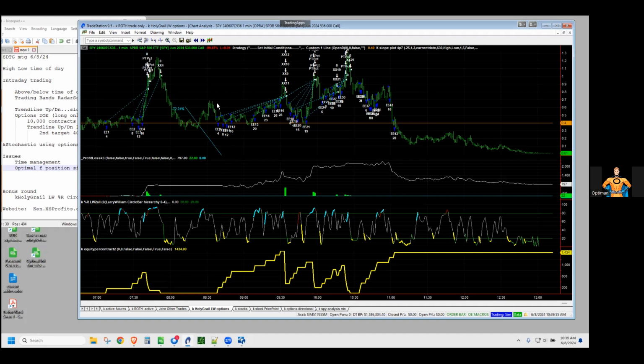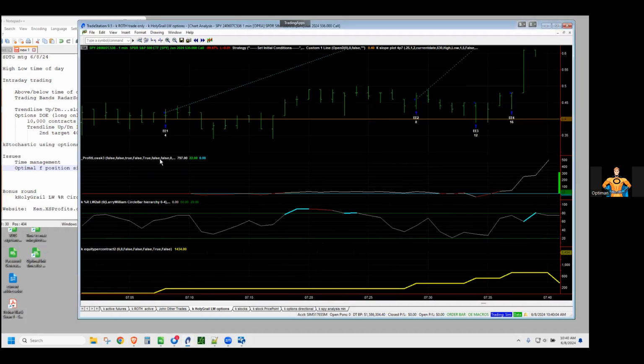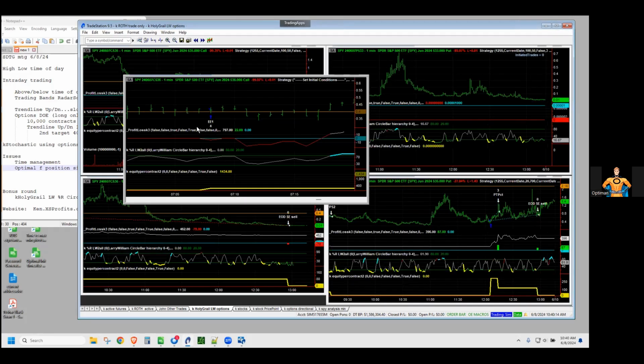So you'll see that these trades are all based on Larry Williams pivot points. So we're looking at all the pivot points here. And so this is a little buy here, this is a little buy here, this is a little buy here. So it's just again, it's 1 minute bars.